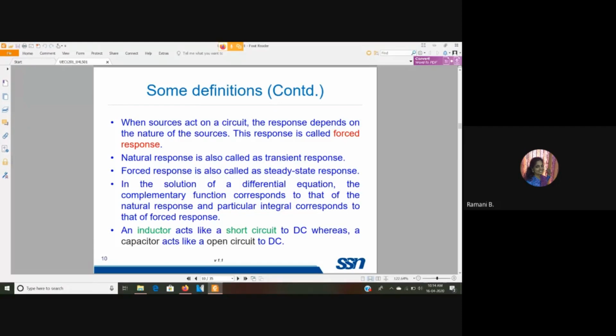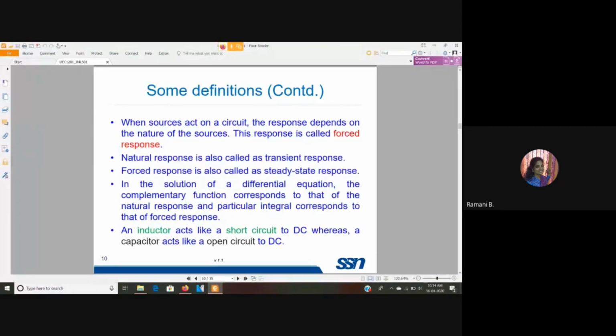Next is the forced response. When you have an external source in the circuit, the response will be based on the nature of that source. That we call the forced response. This natural response we can also call the transient response, because it will be there for a very short duration.